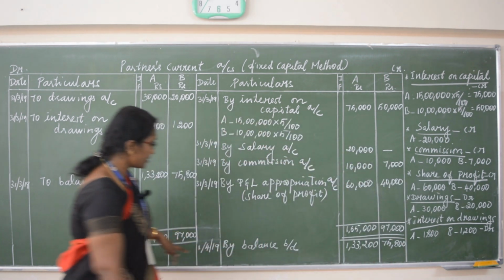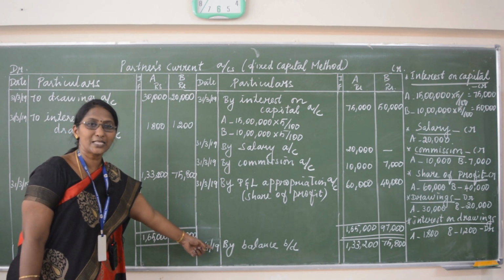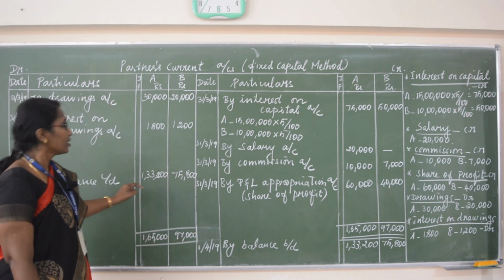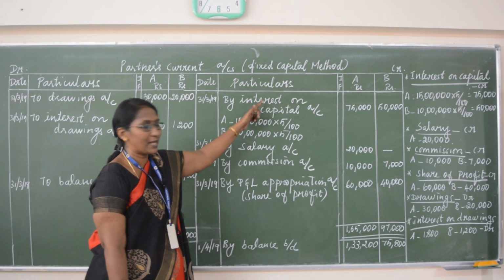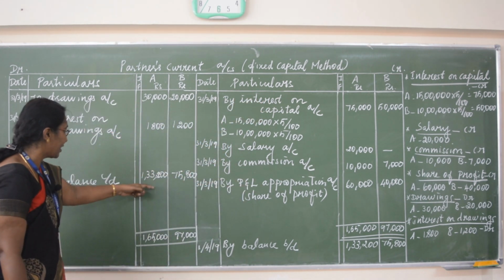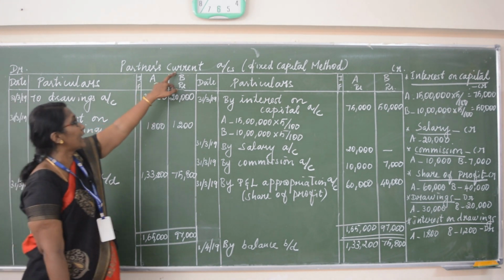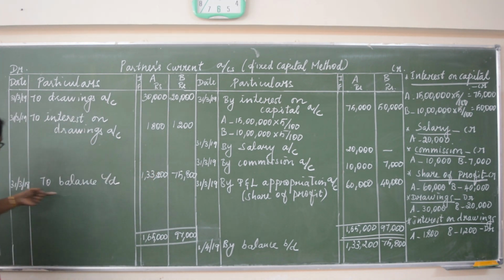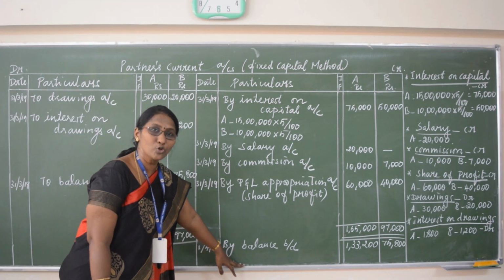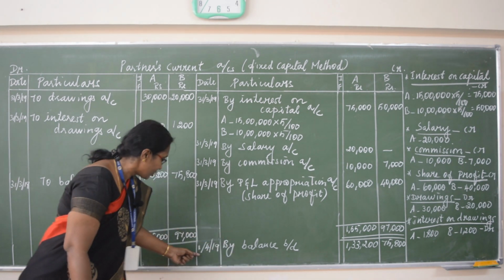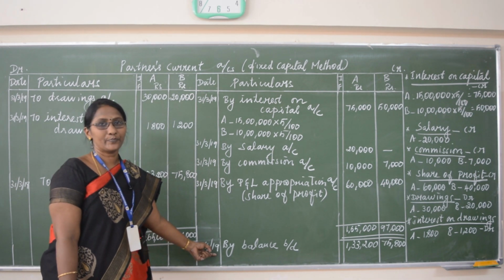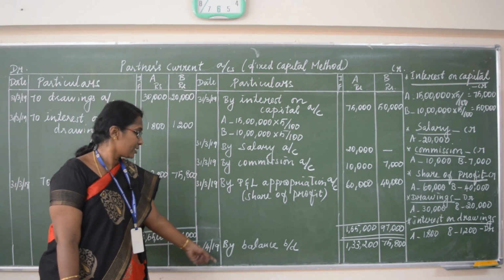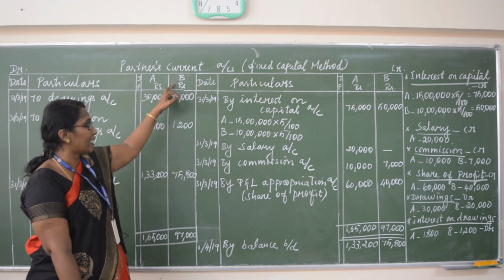75,800. So what is this? It is opening balance for the next financial year. Here in this year we didn't have any opening balance. We have done all these adjustments and we calculated the closing balance of current account, partner's current account. So this closing balance we write with the closing date 31/3/2019, because it's a closing balance. This closing balance we will write here as opening balance for the next financial year, 1/4/2019. Is it clear? Yes. So this is about partner's current account.